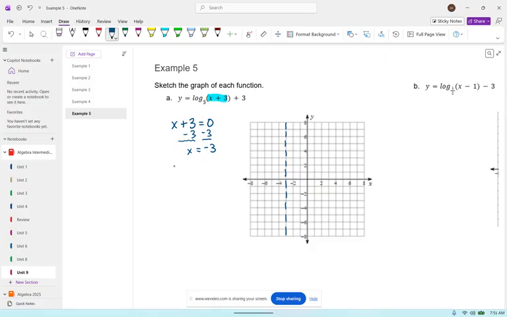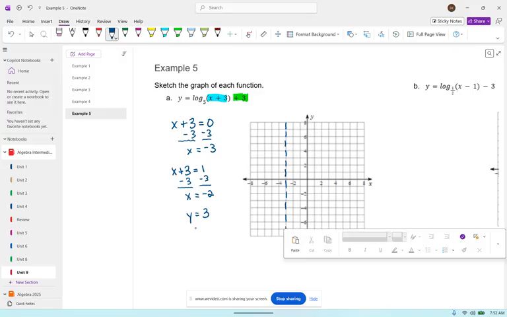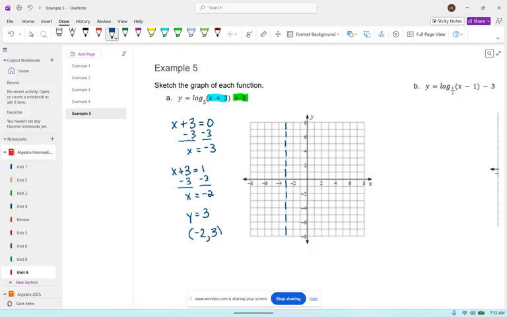Okay, then the anchor point. We're going to set x plus 3 equal to 1, because when I have the log of 1, the log of 1 any base is 0. So we're going to solve for x. So x equals -2. Well, if the log is 0, then all we have left is this plus 3, and that must mean that y is 3. So I'm going to have this point at -2, 3. So we have -2 up to 3. So this is going to be that anchor point. This is going to be that moment when it changes directions.